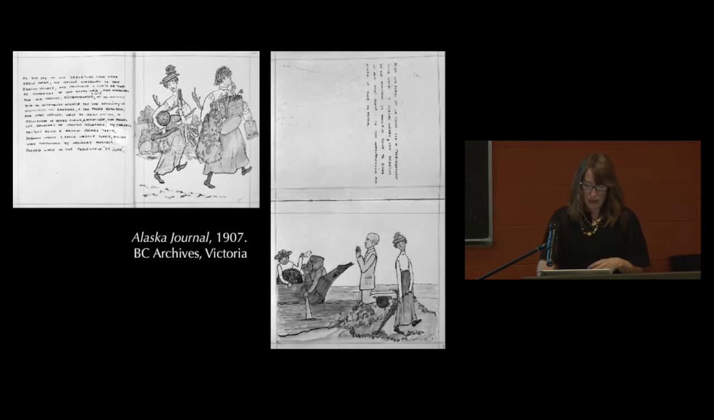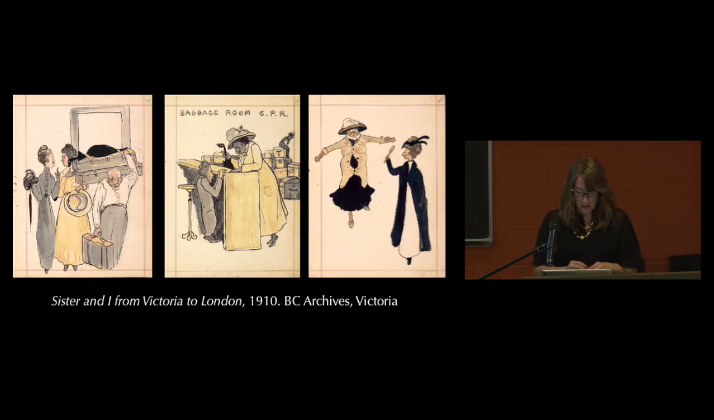Jumping ahead a few years, we have the Alaska Journal, which traces her trip to Alaska with her sister Alice in 1907. This one is sadly now lost, except for a few sheets. But we can get a sense of what it might have looked like by looking at her final illustrated book, Sister and I from Victoria to London, which chronicles her travel in the same format, again with Alice across Canada and the Atlantic on her way to Paris via London in 1910. So both of these, the Alaska Journal and Sister and I, are a set of pen and ink drawings with accompanying diary entries.